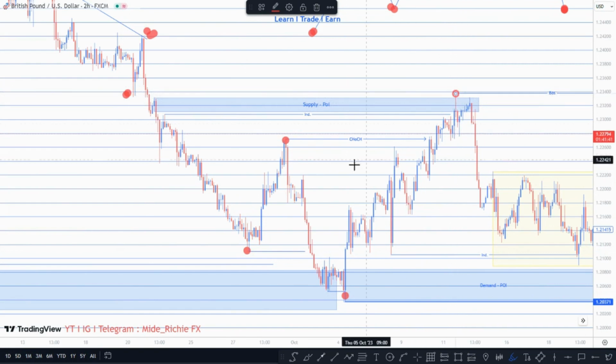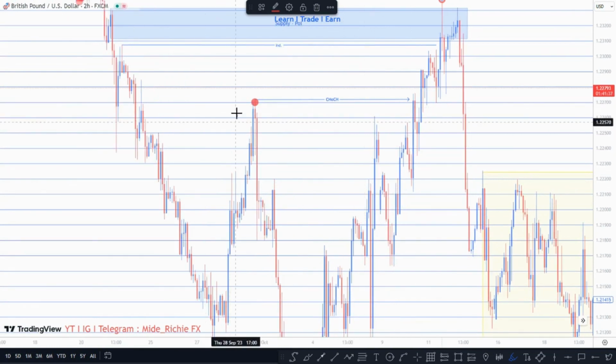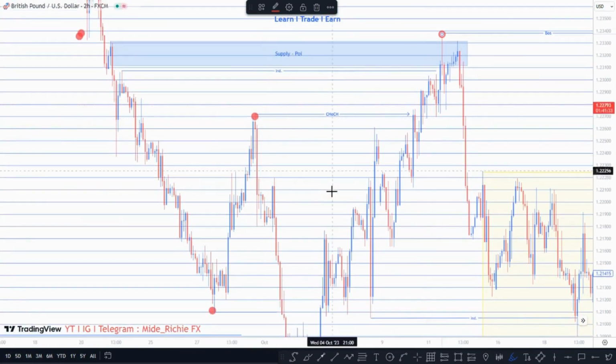Because this high right here, instead of being lower than this high, is higher than this high, right? So that's basically a higher high. The market was supposed to create a lower high, like a high that will be below this high, but then the market created a higher high.